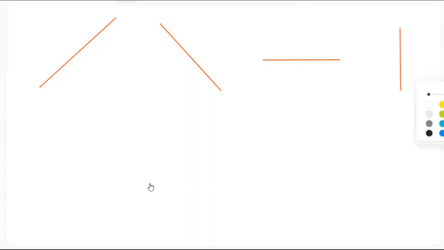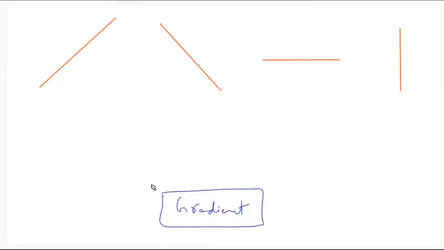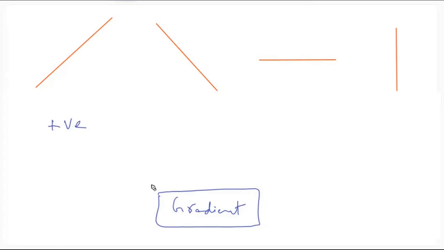What about the first line? Now in this first line, what happens going from left to right? Going from left to right, your y coordinate is increasing. Here the gradient is going to be positive. So let me talk about the gradient of these lines. The first line has a positive gradient. Going from left to right you are going upward, so the gradient is positive.